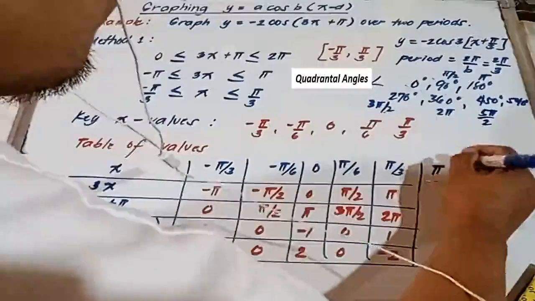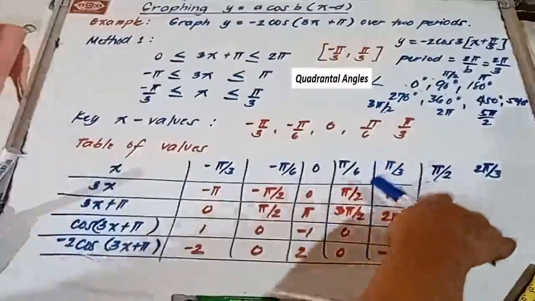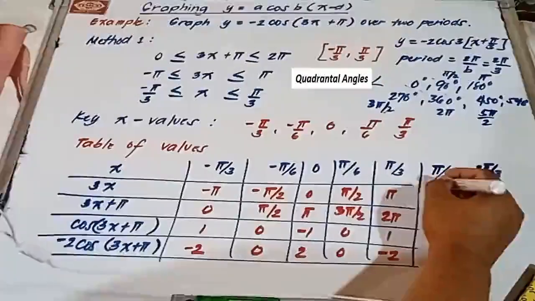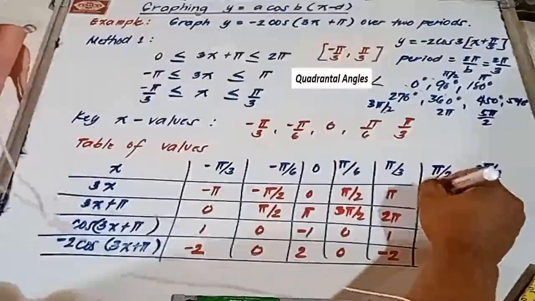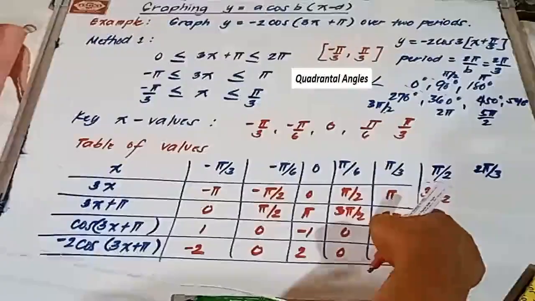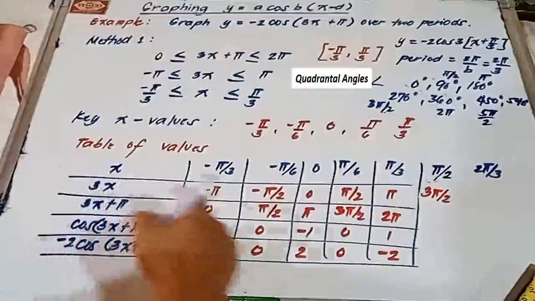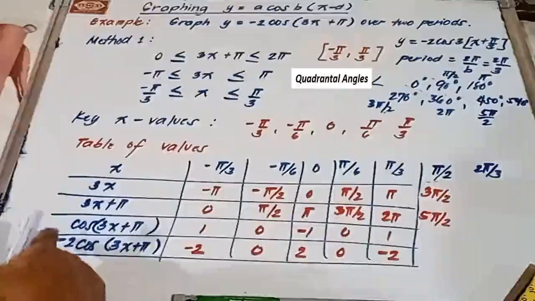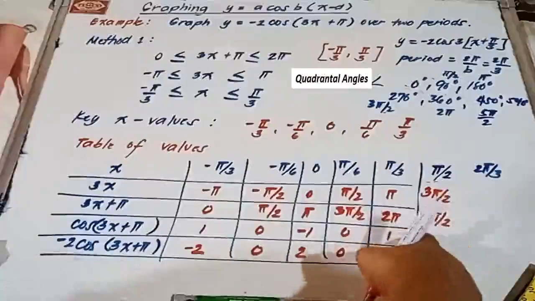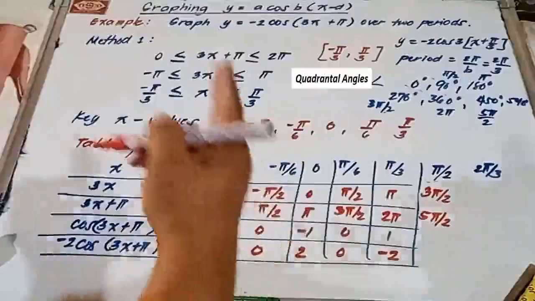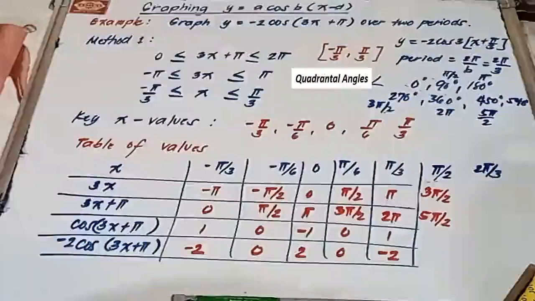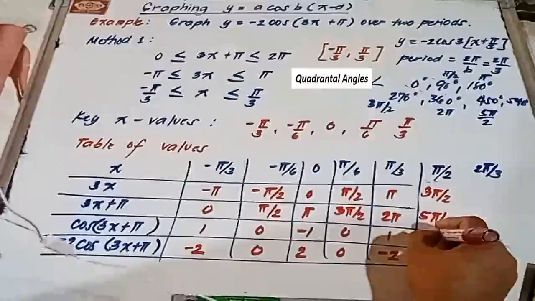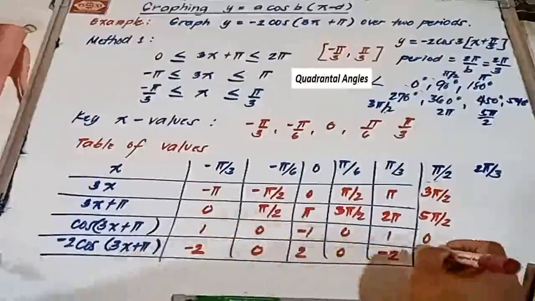Okay? So, pi over 2 times 3 is 3 pi over 2. And 3 pi over 2 plus pi is 5 pi over 2. And cosine 5 pi over 2, actually, quadrant angle na to, 450 degrees. So, ibig sabihin, yung kanyang terminal side ay nasa positive y-axis. So, ibig sabihin, 0 ang cosine doon. And then, negative 2 times 0 is 0.